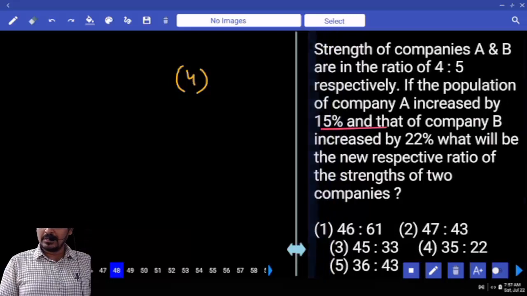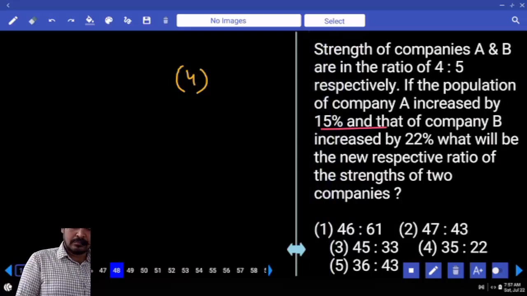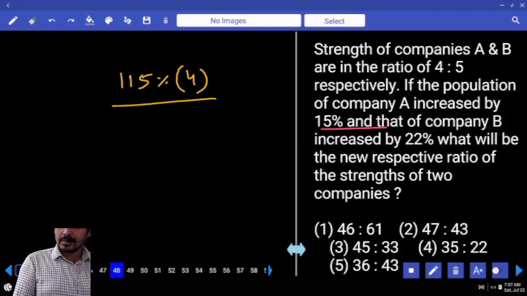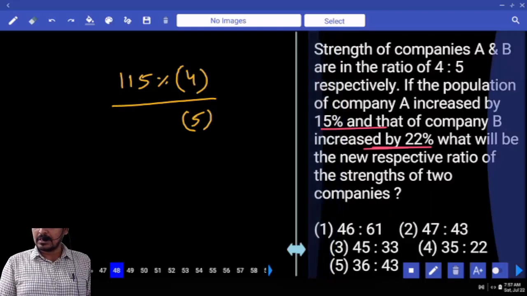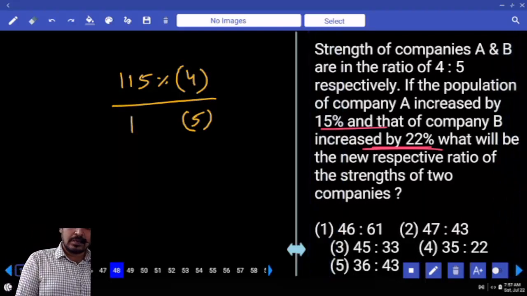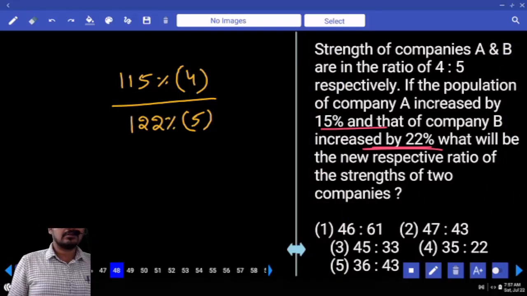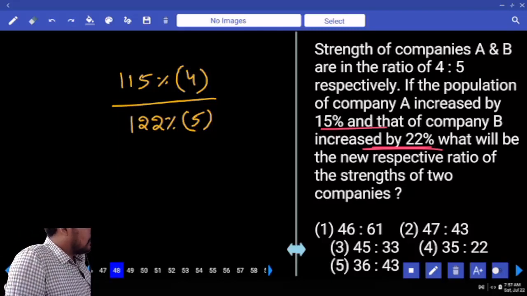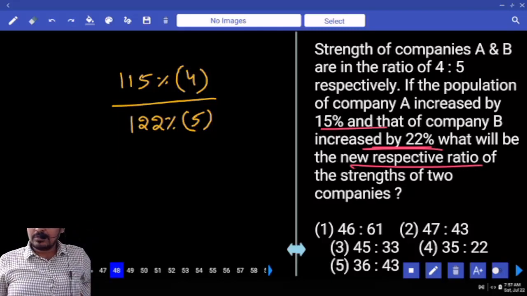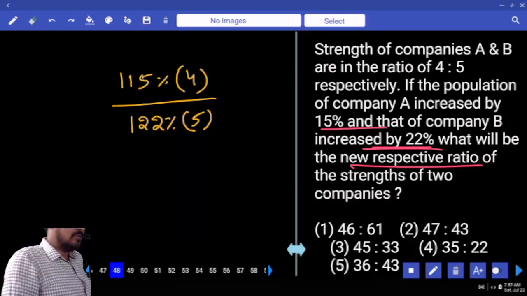But company A is increased by 15%, means after increase, 115% of 4 parts. Next, company B's initial value is 5 parts. In that 5 parts, how much percent is increased? 22%. Then we write 122% of 5 parts. Those two are after increase, so it will become the new ratio. Simply, we consider the original fraction.